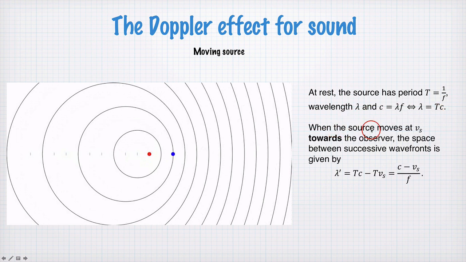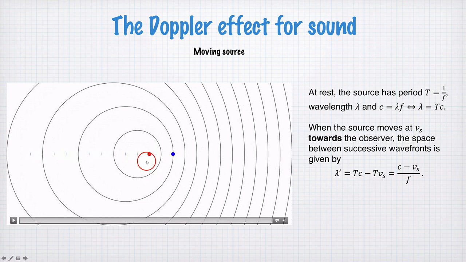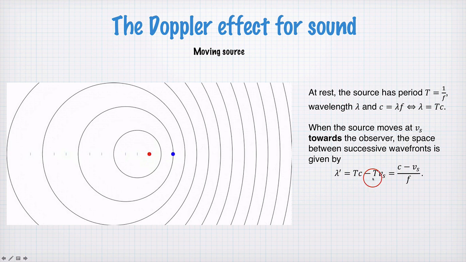When the source moves at velocity Vs towards the observer, the space between successive wavefronts, lambda dashed, so this is the wavelength as seen by the observer, is given by the previous wavelength, and we subtract off T times Vs. So this is the distance that the source travels in that period T, and so this gives us the compressed wavelength. Using T is 1 on f, we get lambda dashed as equal to the difference in velocities, c minus Vs, divided by the frequency.